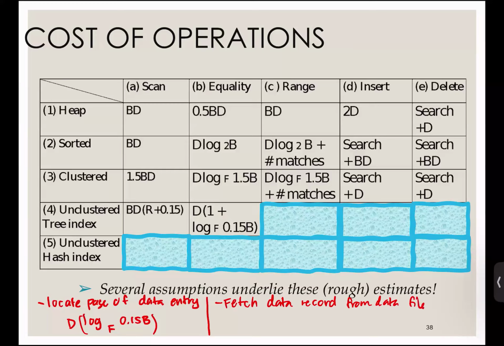And when I fetch, even though I want to fetch one data record, I cannot do that. I have to bring out the whole page. So that would take me D time to read that one page. So that would give me D plus log base F of 0.15 B, times D. Okay.